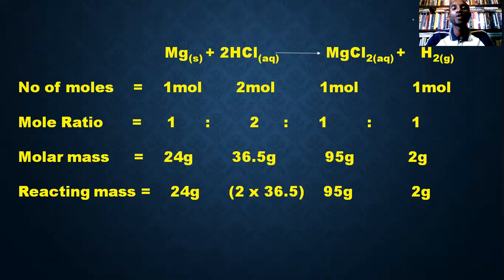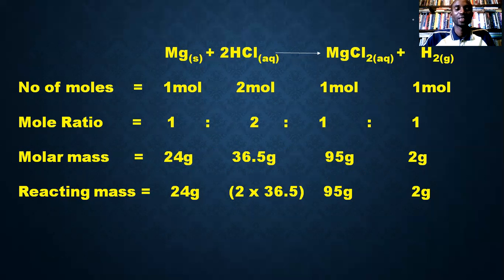Then the molar mass now is the relative atomic mass of magnesium. Then that of the hydrogen chloride is chlorine plus that of the hydrogen. It gives you that magnesium chloride, you add up the molar mass. Then the molar mass of each of them is the same thing as their reacting masses. Their reacting masses is just that molar mass in gram, times the number of moles in front of each of the formulas given.